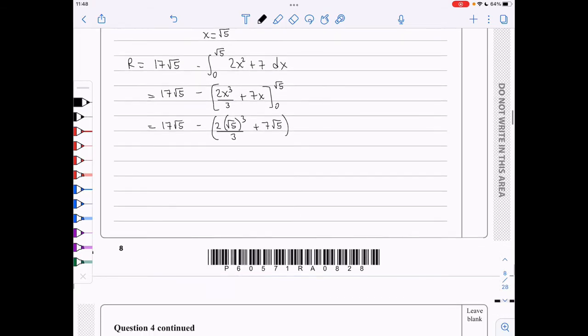So we want the exact answer. We have to be careful here. We get 17 root 5 minus 2 over 3, and root 5 cubed is root 5 times root 5 times root 5. So it's 5 root 5 plus 7 root 5, which is giving me 17 root 5 minus 10 root 5 over 3 minus 7 root 5. They are all root 5 terms, so this is giving me 20 root 5 over 3 units squared.